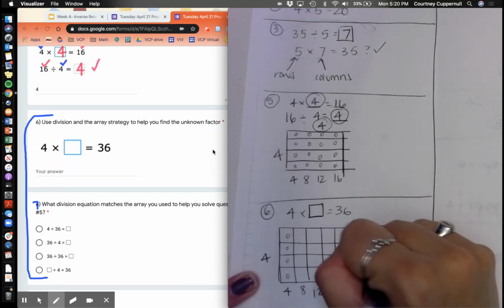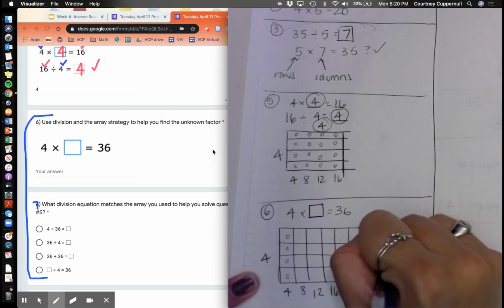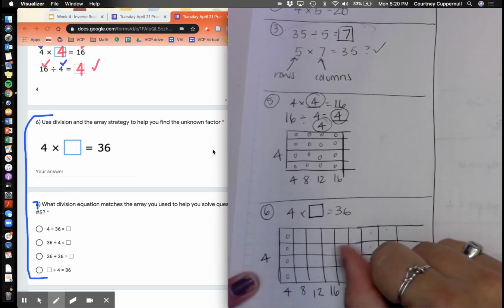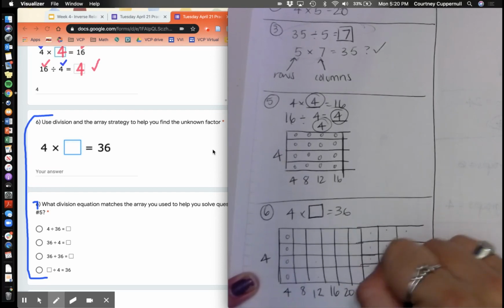25, 26, 27, 28, 29, 30, 31, 32. Ooh, we're getting close. I don't know why I did that there. Sorry, guys. 33, 34, 35, 36.